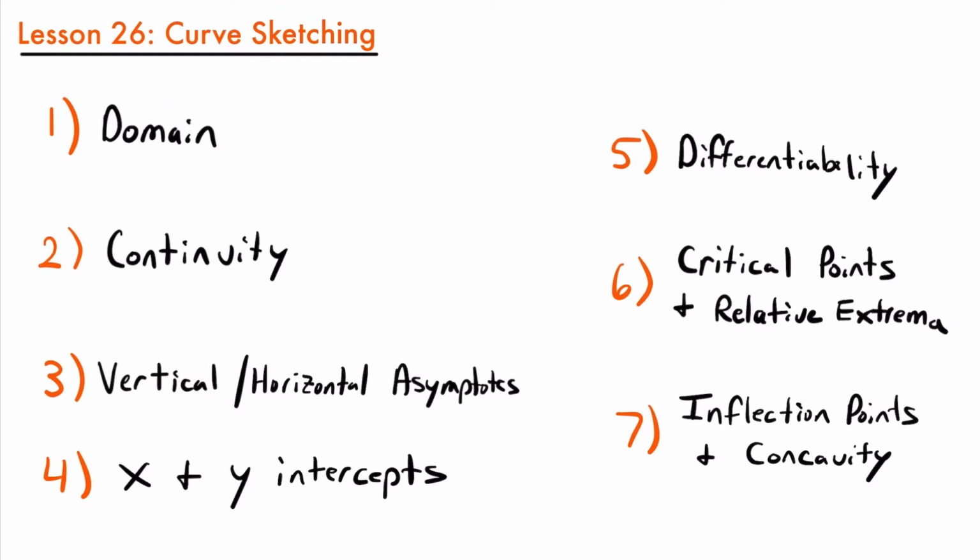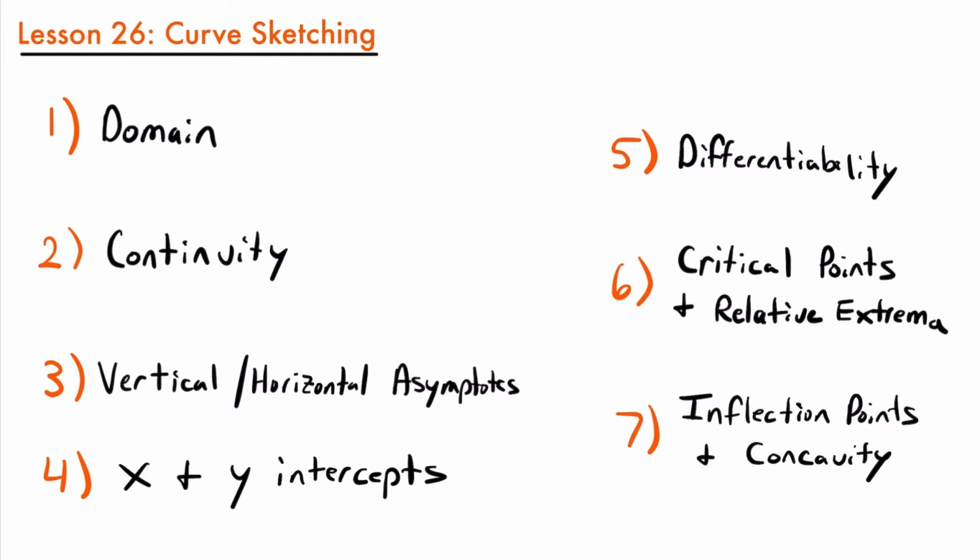And then as a result of determining the continuity and the domain, you might also come across some vertical and horizontal asymptotes. And then you're going to want to determine where your x and y intercepts are. And these are essentially just the points where your function crosses the x-axis and the y-axis. And that is something that you learned how to do in algebra.